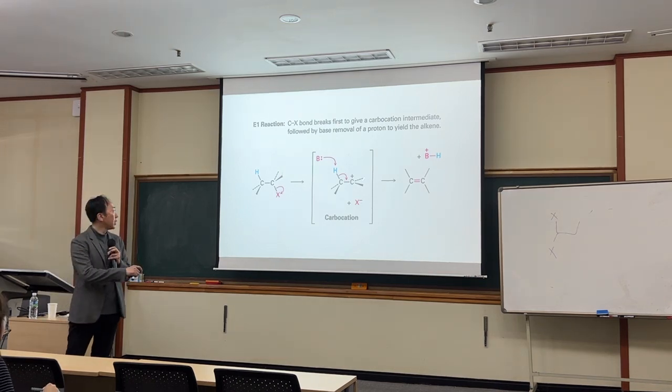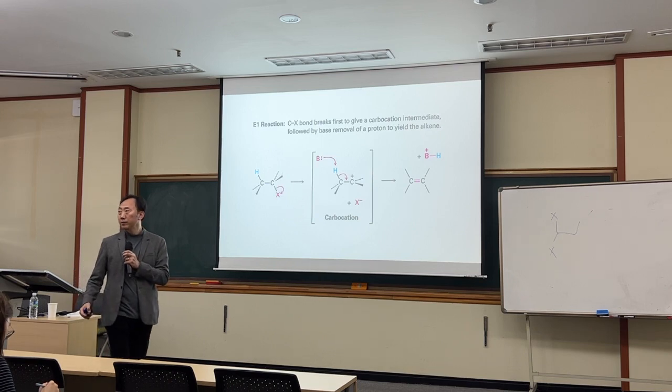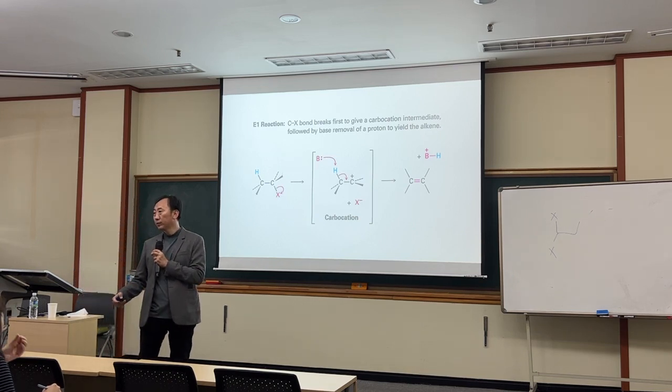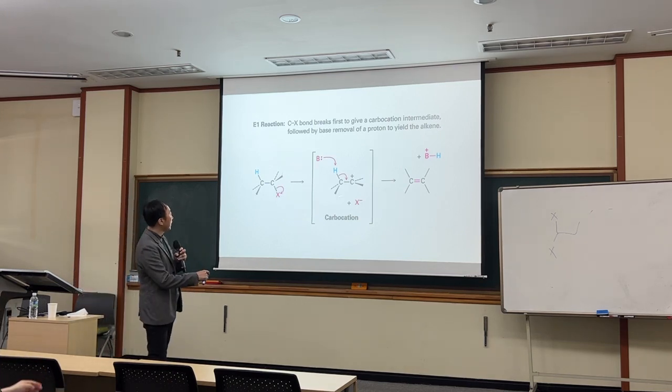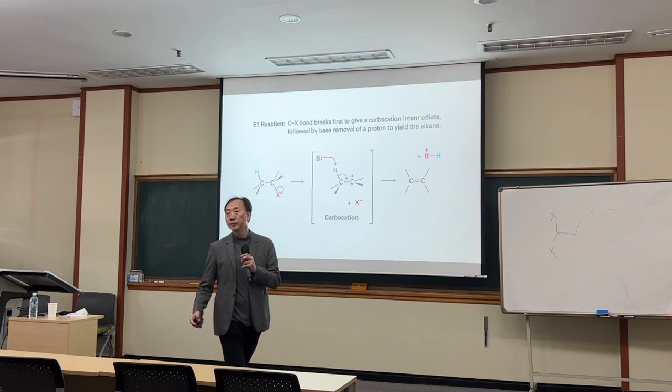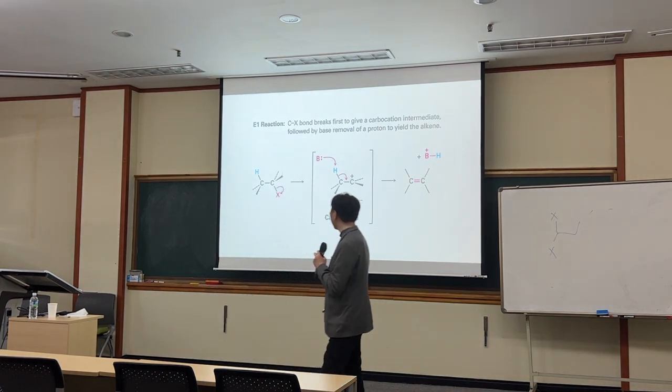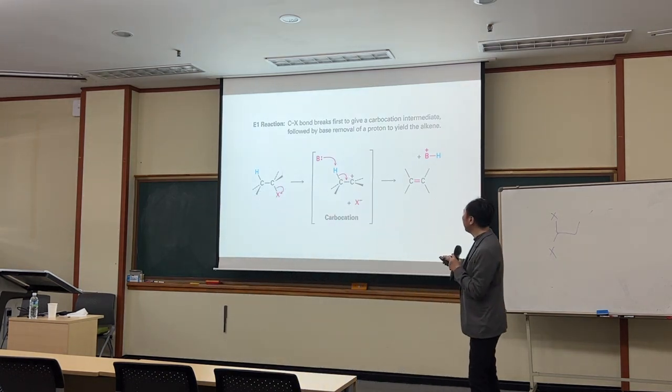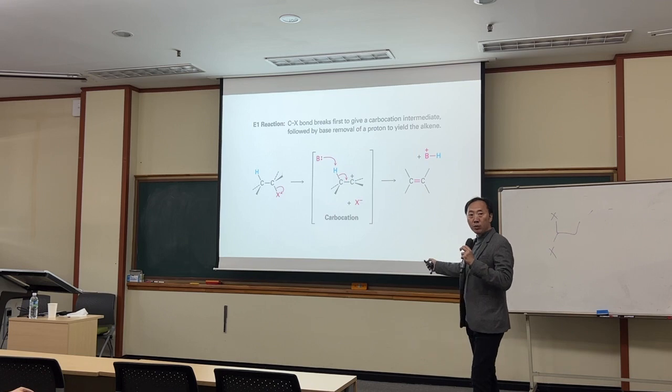Now, the intermediate is exactly the same as in SN1. In the SN1 case, using this intermediate, the nucleophile attaches to this and then finishes the reaction. But in E1 reactions, through this intermediate, now a base attacks, and then this proton is removed, and then a plus is formed as an elimination product. So the mechanism is very similar to SN1.